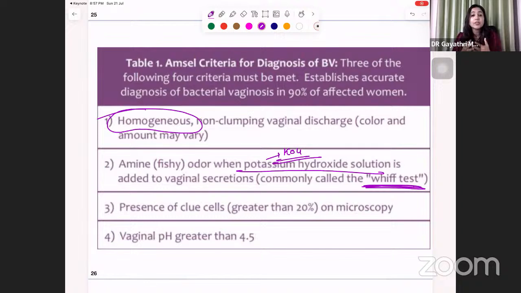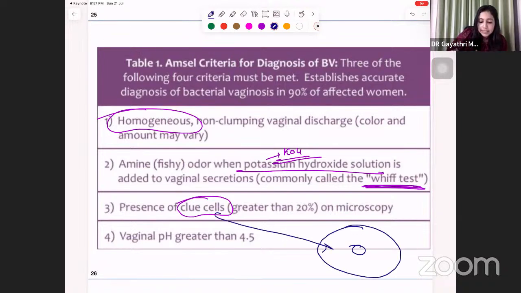Next is the presence of clue cells in microscopy. What are clue cells? Again, important. Clue cells are basically the vaginal epithelial cells. You get these vaginal epithelial cells which are studded with bacteria. So you get cells like this with dots all over. This is basically your clue cells. These are the vaginal epithelial cells which are studded with bacteria.